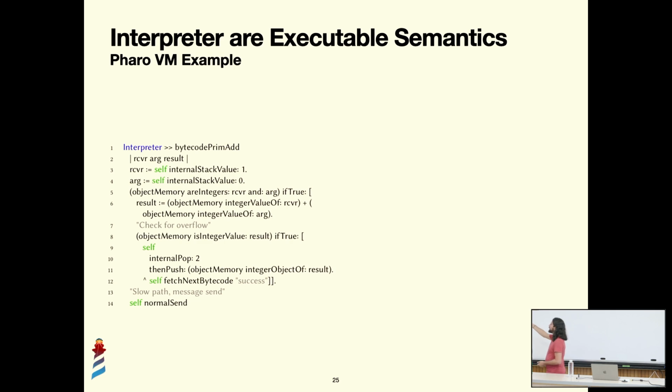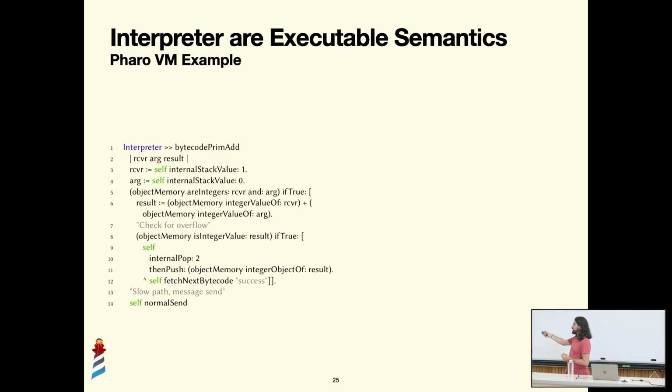Let's say we have this bytecode. This is the bytecode that executes the add. When you have the message plus, it gets compiled or executed using this bytecode implementation. It takes the receiver and the argument of the plus message and checks if both are integers. If both are integers, I can try to add them up. Then I have to check that there was no overflow, because maybe I cannot represent the sum of the two integers as an integer.